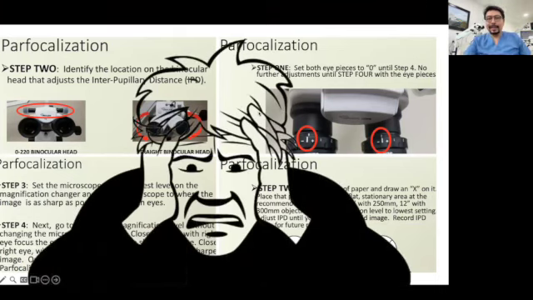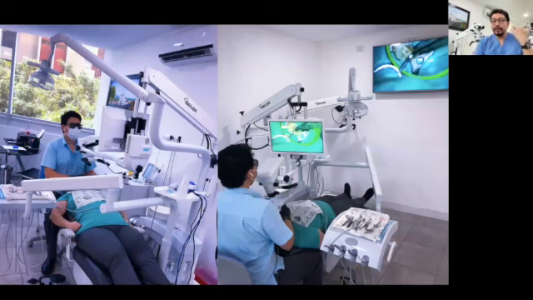So it can be frustrating to get used to the regular microscope. With the 3D microscope, what do you need to do? You do not need to do the parafocal adjustment that you need for the regular microscope, which takes some steps for adjusting the microscope for you. With the 3D microscope, you just need to place the microscope in front of you, adjust the screen, and start working.